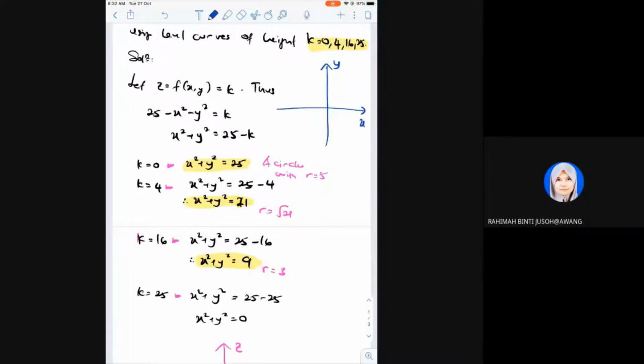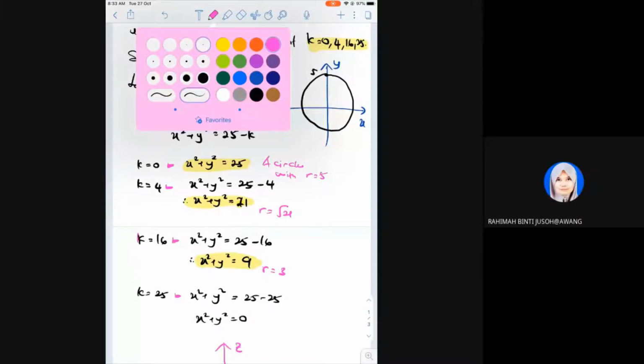For the first k, k equals 0, we have x squared plus y squared equals 25. So we will have a very big circle with radius 5. Let's say this is the circle with radius 5, so put 5 right there. Then the second circle, we have x squared plus y squared equals 21. The square root of 21, if you use your calculator, should be greater or smaller than 5? You all have the calculator. 4.5. Smaller, which is?